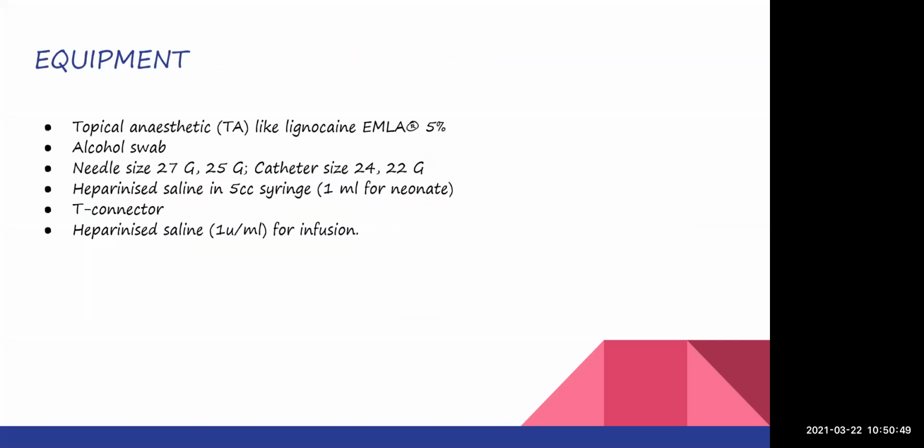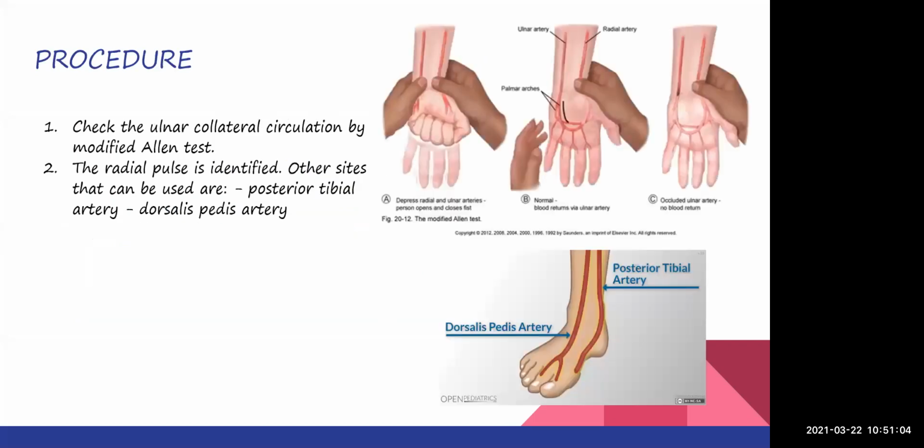So equipment includes topical anesthetic, alcohol swab, appropriate needle with appropriate size, and also catheter size, heparinized saline, T connector, and heparinized saline for infusion.